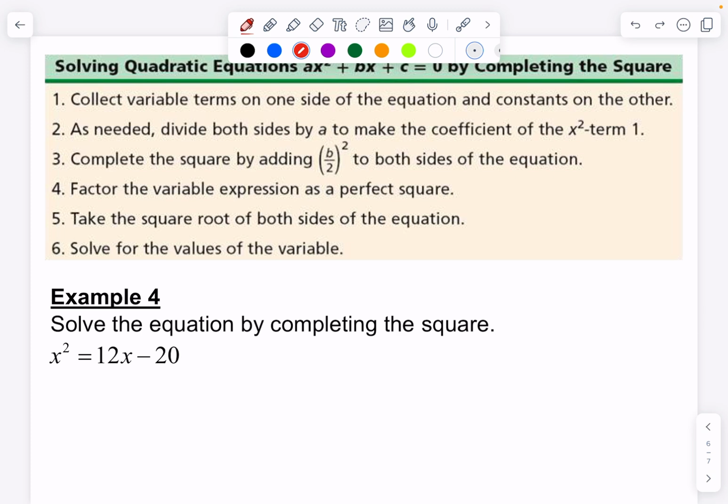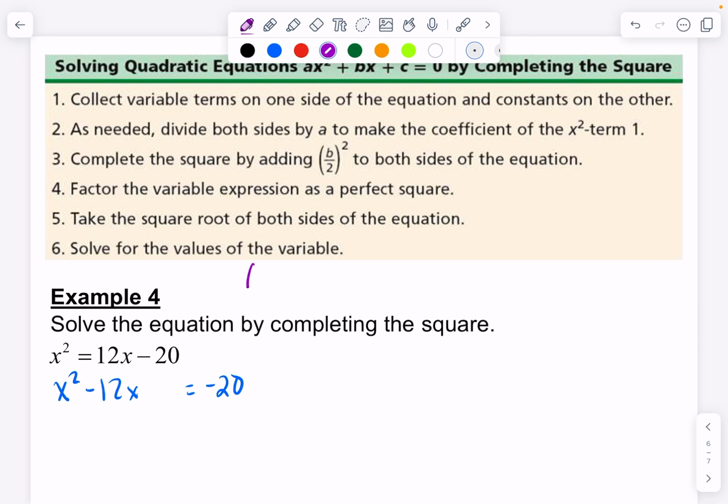Factor the variable expression as a perfect square. Take the square root of both sides. Solve the equation for the values of the variable. Okay, so collect all the variables on one side. So I am going to collect the x squared minus 12x on one side. I'm going to leave the negative 20 on the other. My coefficient on a is 1, so I don't need to do the second step.